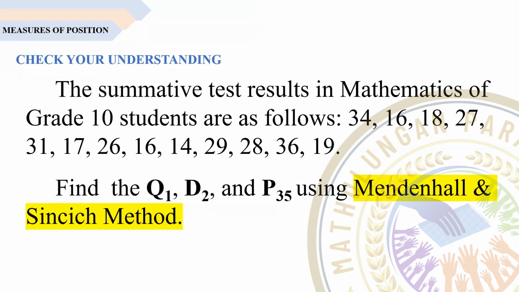Let us check your understanding. So the summative test results in mathematics of grade 10 students are as follows: 34, 16, 18, 27, 31, 17, 26, 16, 14, 29, 28, 36, and 19. Find the quartile 1, decile 2, and the 35th percentile using Mendenhall and Sincich method.